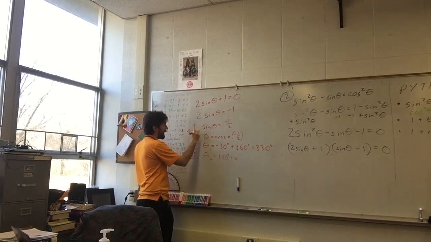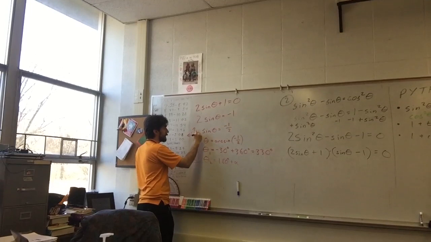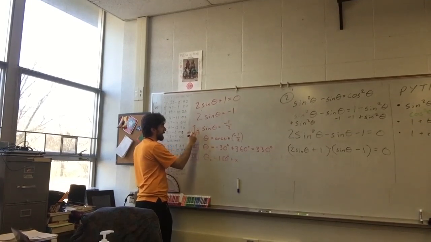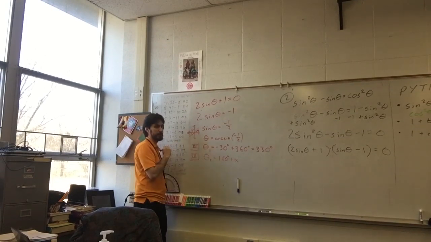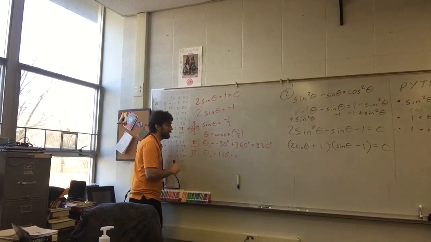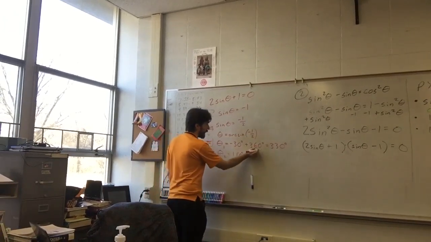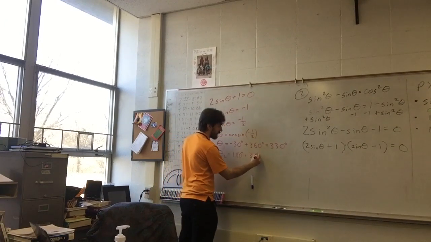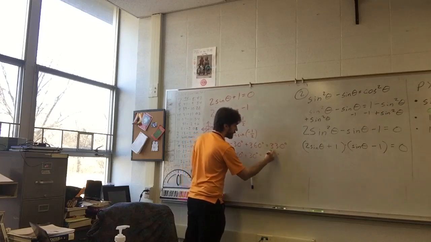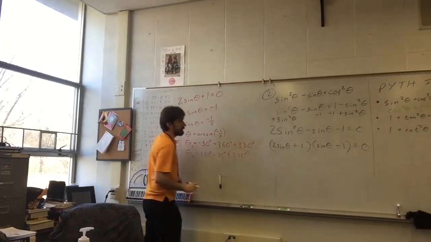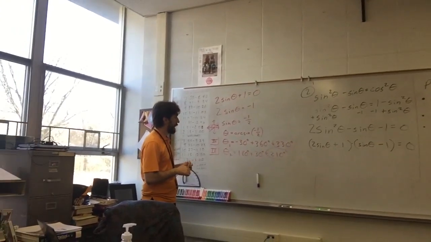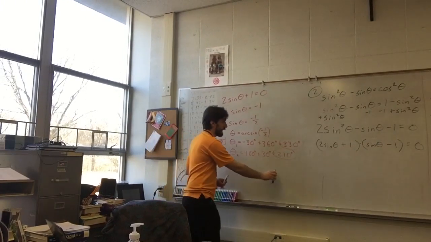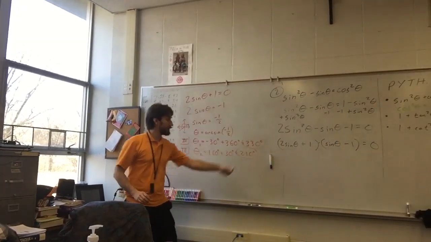If this is my reference angle, and I want to find that same angle in quadrant 3, I go 180 degrees plus the little reference angle. So then this will be 180 plus 30 in our case, so 210 degrees. Okay, and that was for that one.